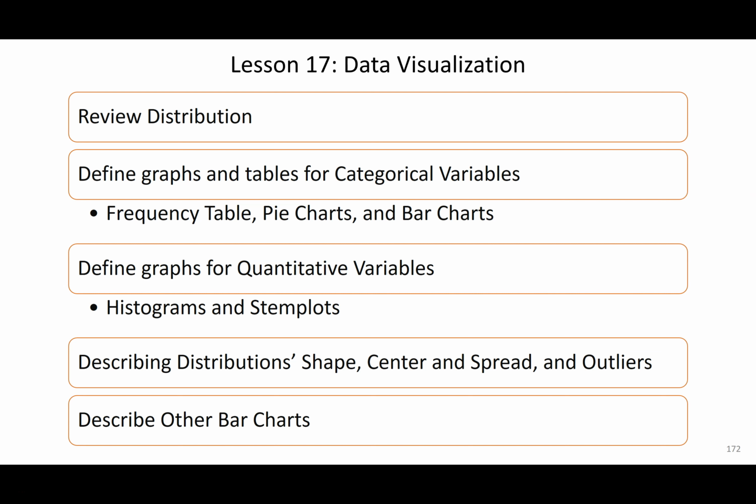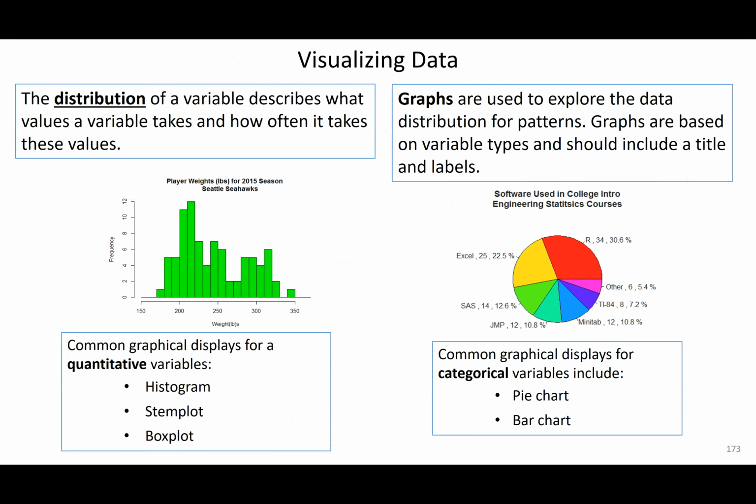Okay, so data visualization. We talked about types of variables. Now we're going to go from there to how we describe, especially visually, those particular variables. We're going to focus on categorical variables and then move to quantitative. So visualizing data, the distribution describes what values it takes on and how often it takes them. So what was observed and how often was it observed.